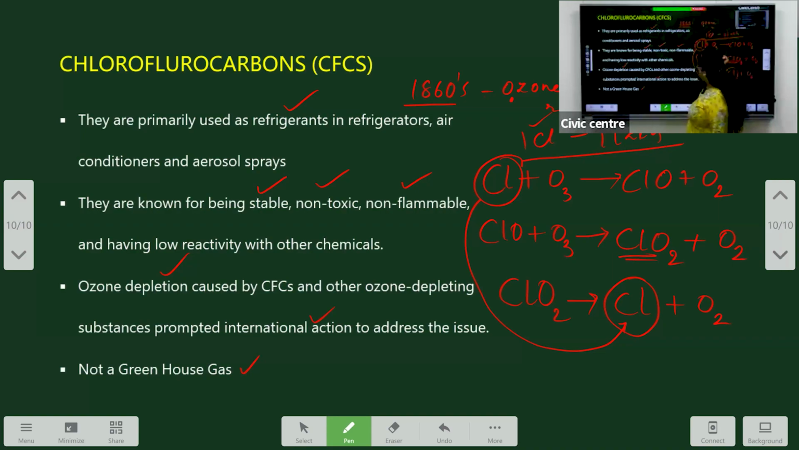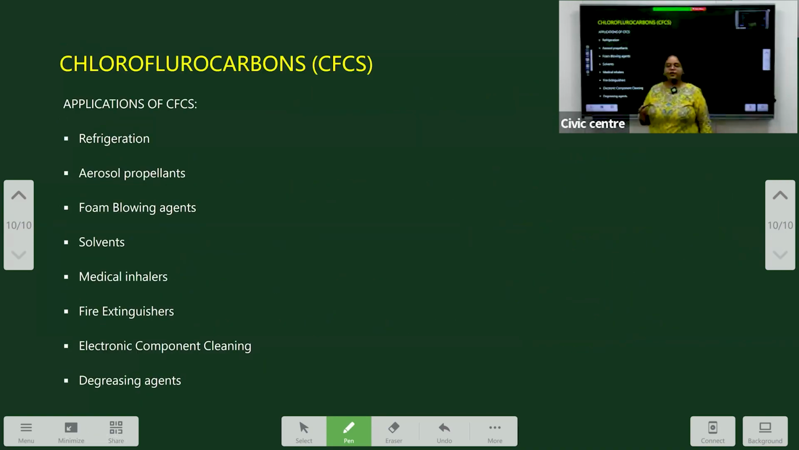So it is very important from the exam point of view to know where all these CFCs are used. So it is used in refrigeration, in aerosol propellants like spray cans, in foam blowing agents, in solvents, in medical inhalers, in fire extinguishers, in electronic component cleaning and degreasing agents.